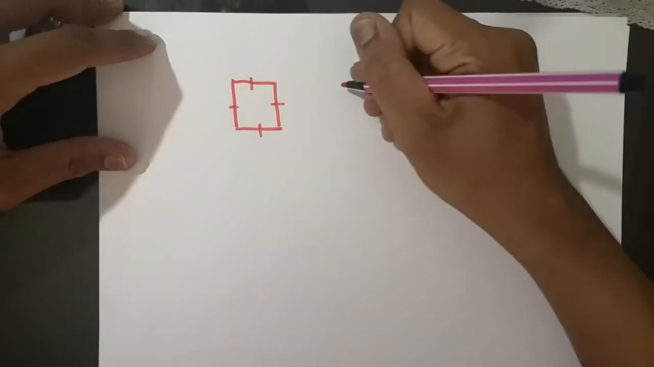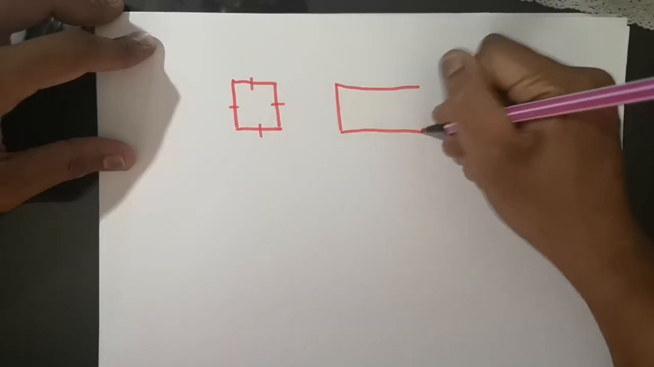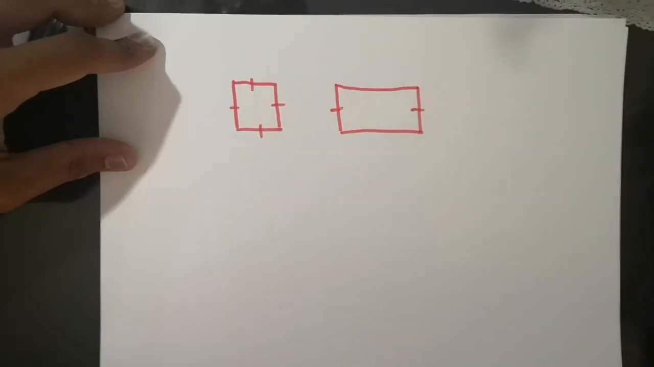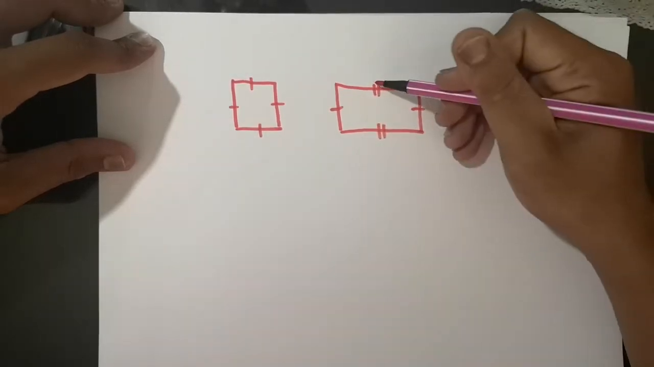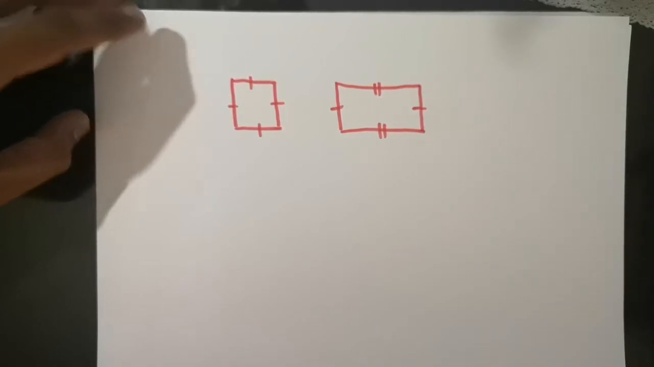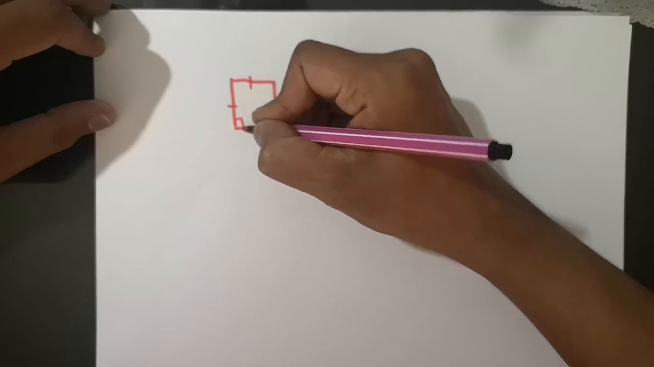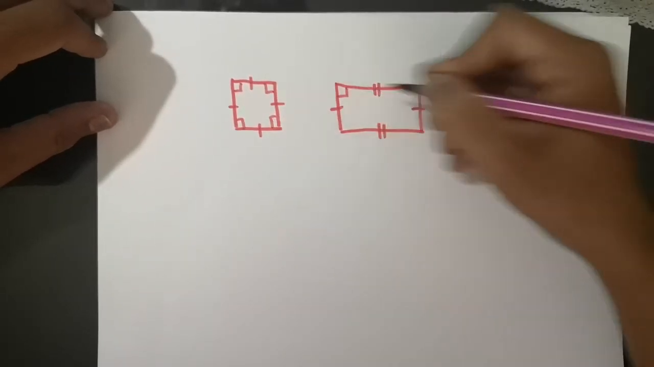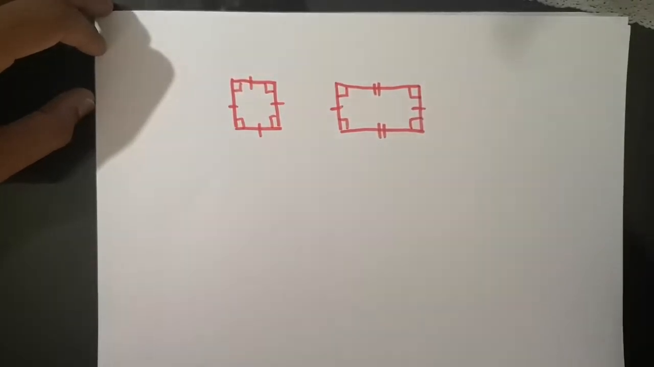Okay, I'll draw one more, a rectangle. Rectangle, two sides are the same length. So these two are the same length. These two are the same length. For a square, all sides are the same length. The similarity between a rectangle and a square is that all of their angles make 90 degrees. So this is a square and a rectangle.